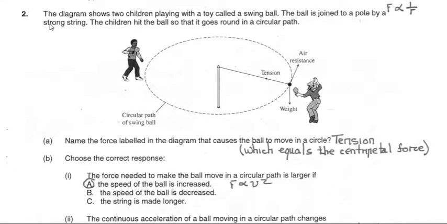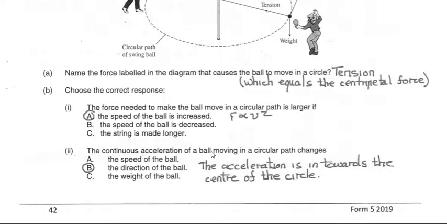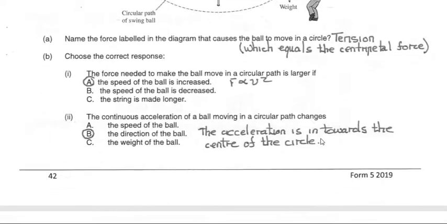Question 2. The diagram shows two children playing with a toy called a swing ball. The ball is joined to a pole by a strong string. The children hit the ball so that it goes round in a circular path. So the tension acts inwards, producing the centripetal force. Choose the correct response. The force needed to make the ball move in a circular path is larger if the speed of the ball is increased. F is proportional to v squared. The continuous acceleration of a ball moving in a circular path changes the direction of the ball. The acceleration is in towards the centre of the circle.